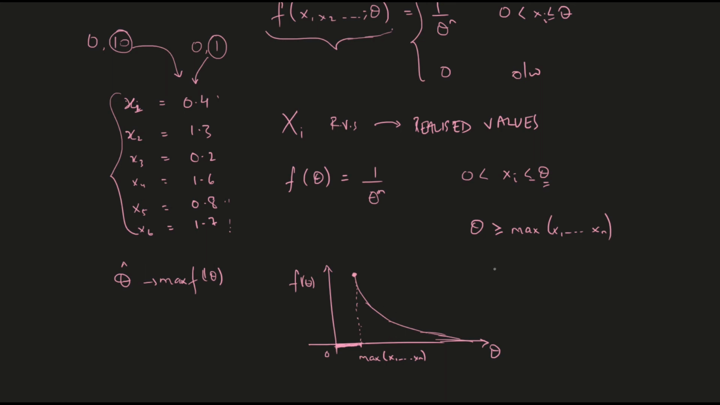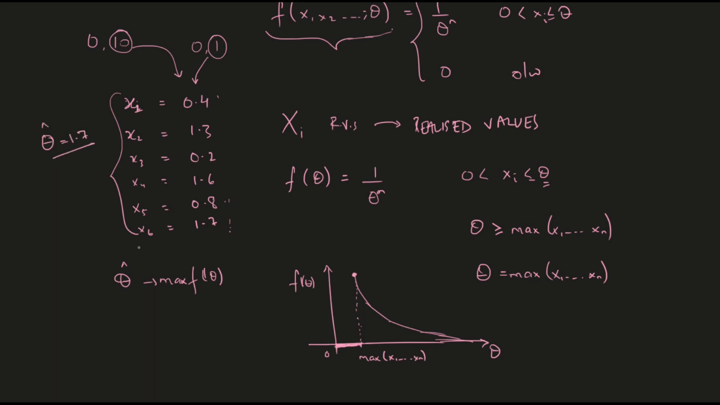So that's about it. Using this graph, you can obviously see what value of theta makes the likelihood function maximized. It's just that value of theta which is the maximum of all the xi's. So for our little example here, our best estimate for theta would be 1.7.